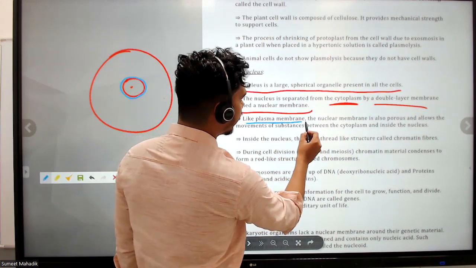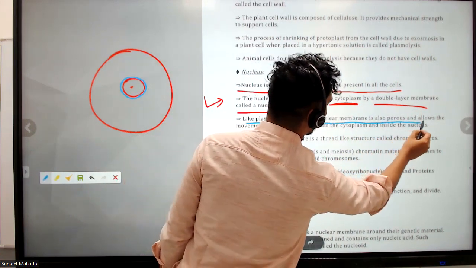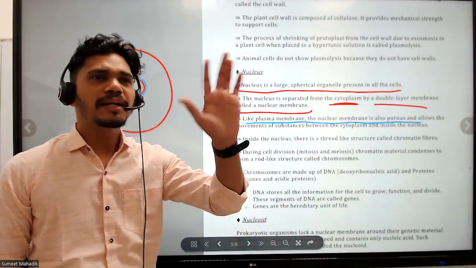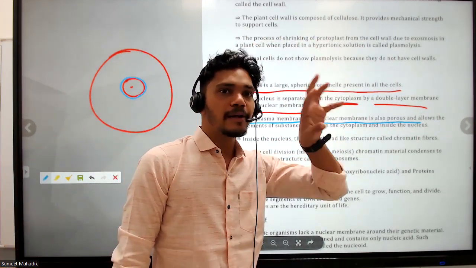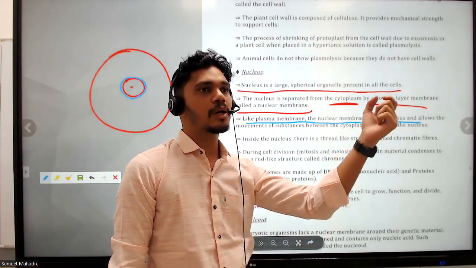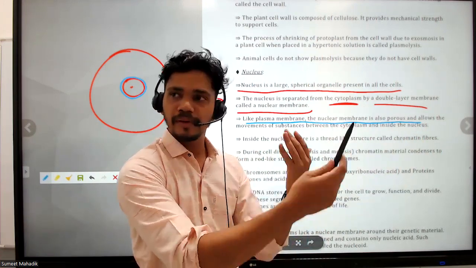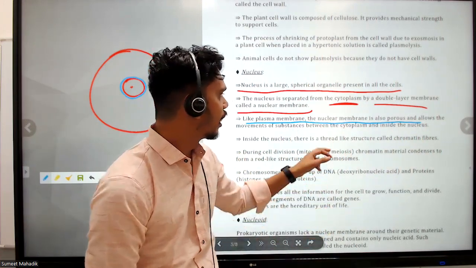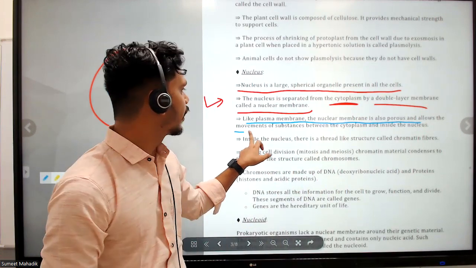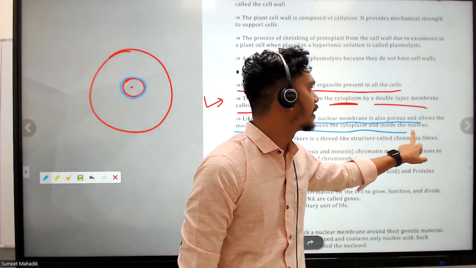Like the plasma membrane, the nuclear membrane is also porous. What do you mean by porous? The entry is not restricted. Porous means it has perforations. What is perforation? Small, small holes will be there, for the food or whatever material is exchanged. Now it allows the movement of substances between the cytoplasm and inside the nucleus.